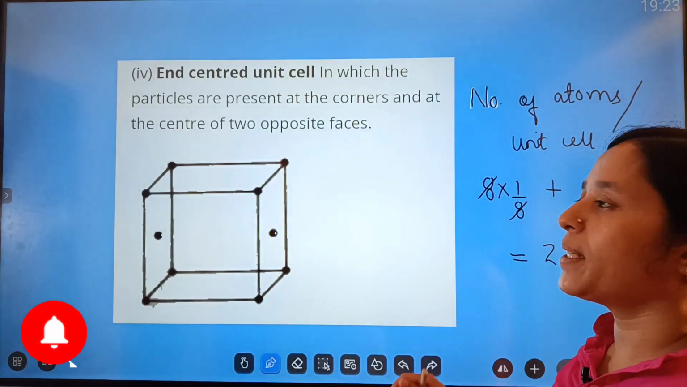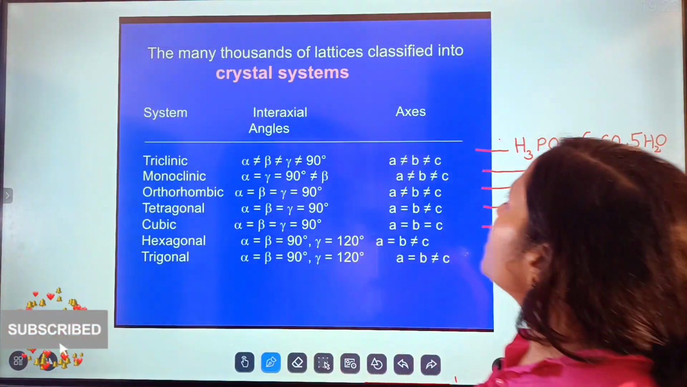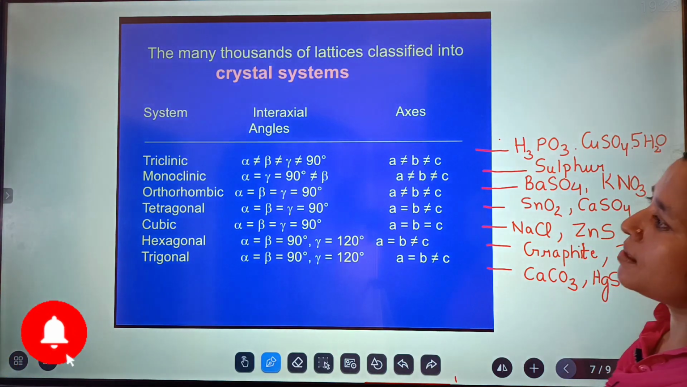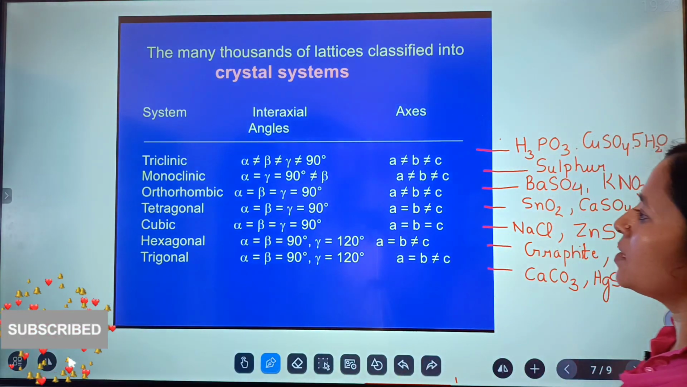Hope it's clear how we are calculating the number of atoms per unit cell. The many thousands of lattices are classified into crystal systems. So basically in the solid state we will be discussing these structures.